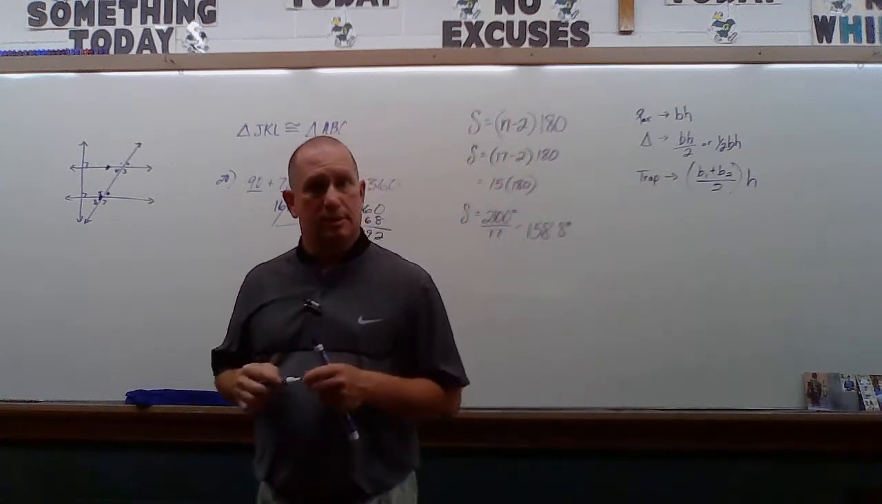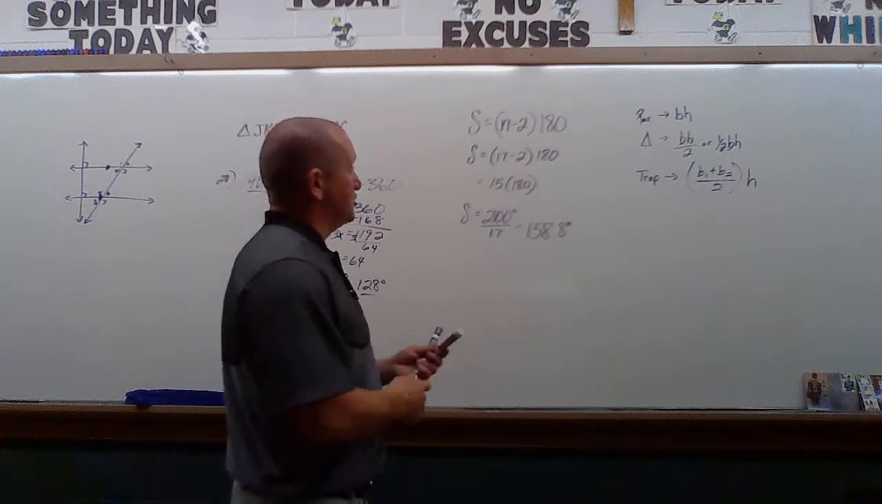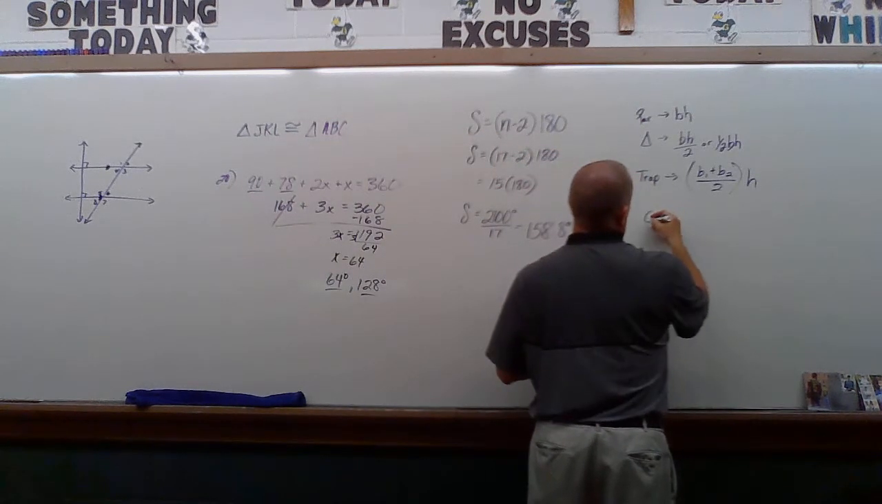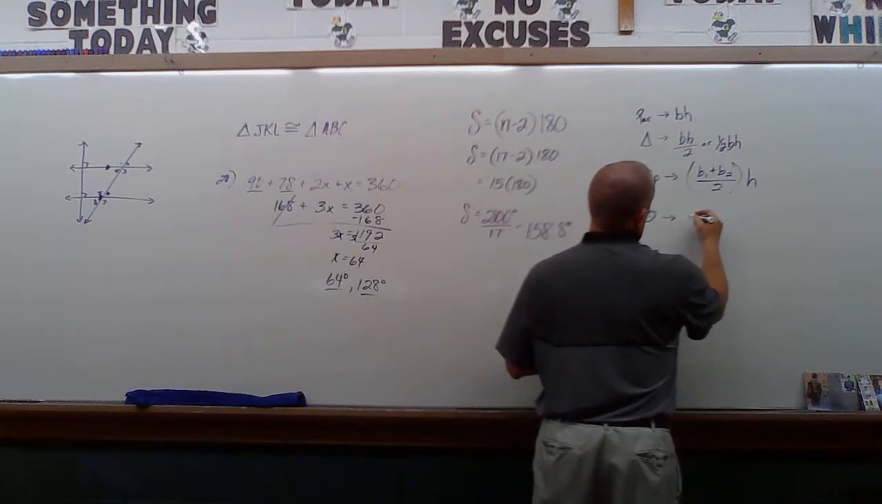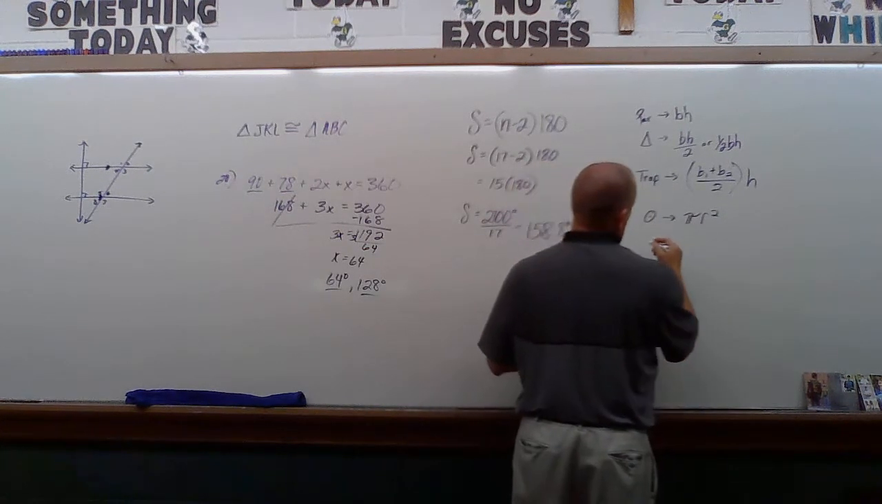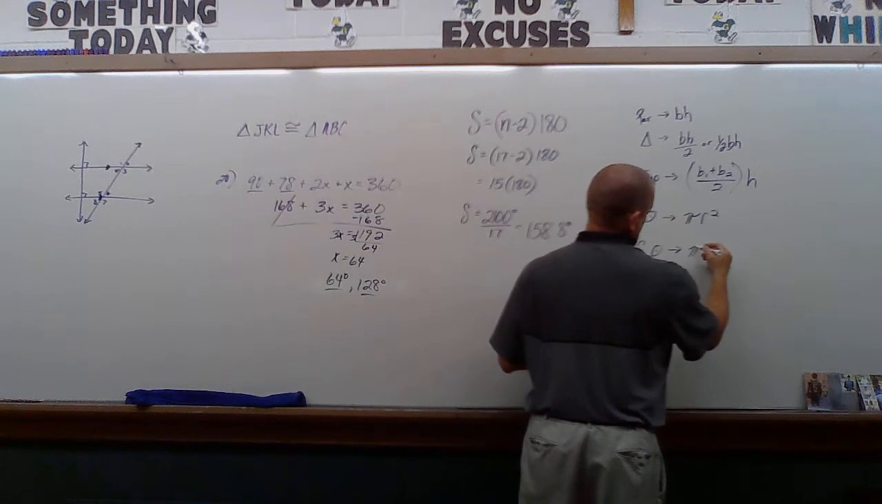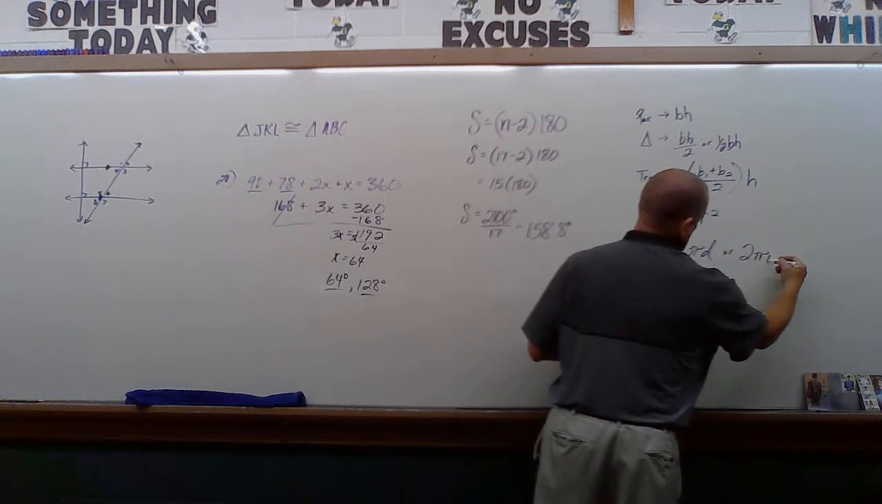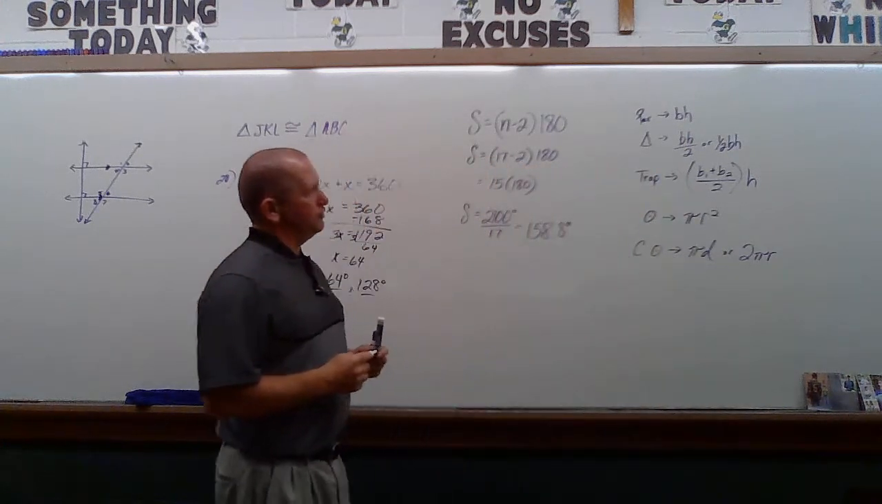Perfect. A circle: radius squared times pi. Pi r squared. Perfect. And circumference of a circle: diameter times pi or 2 times pi times radius. Okay? So those are our 5.